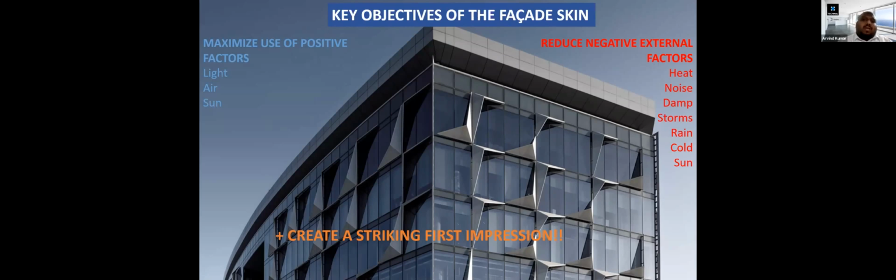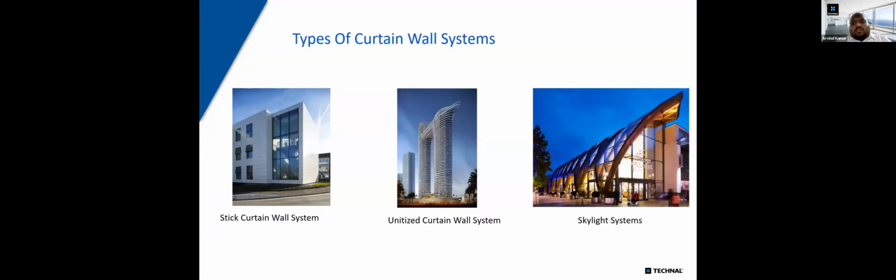So these are reasons why I feel knowing about facade, knowing about curtain wall systems is significantly important for us as architects and designers and building stakeholders. Right. So what are the types of curtain wall systems? We have three types of curtain wall systems. We have the stick curtain wall systems, we have the unitized curtain wall system, and we have the skylight systems.